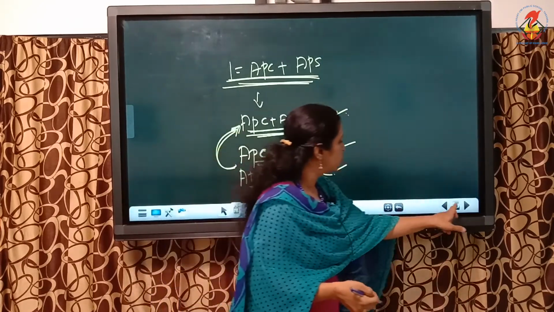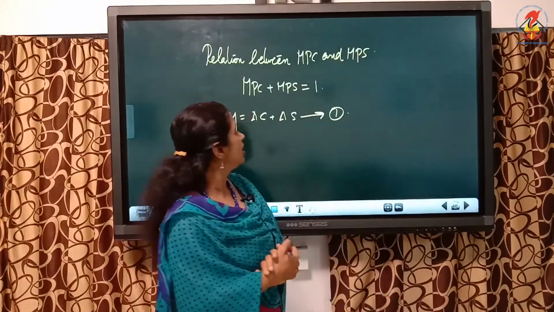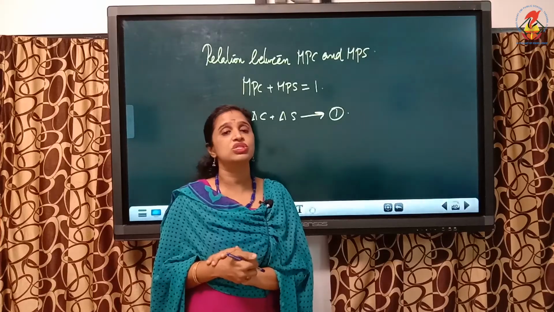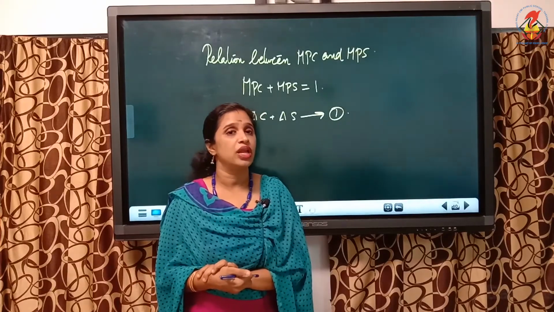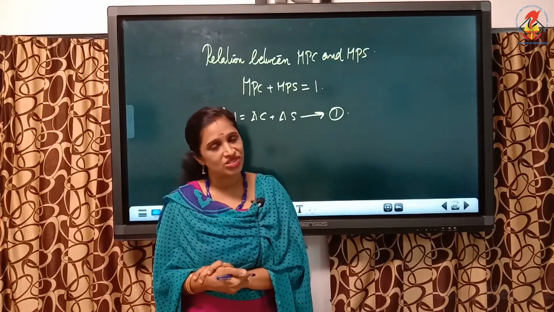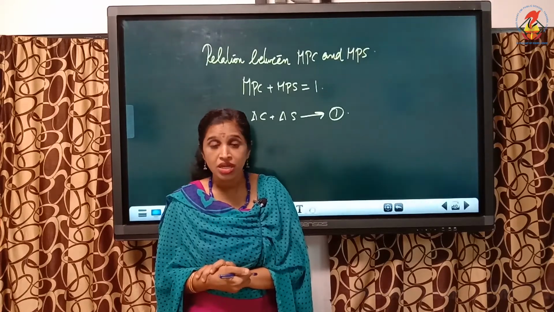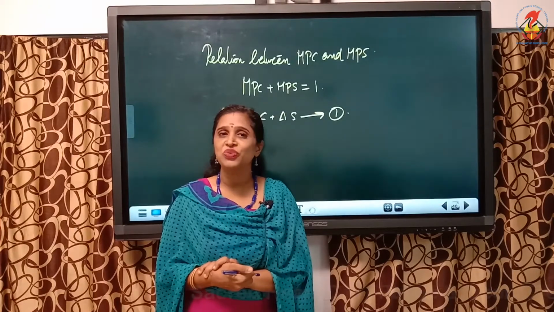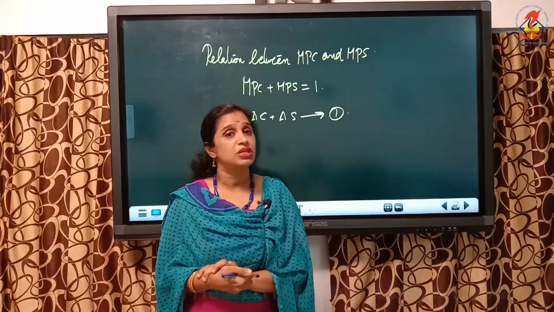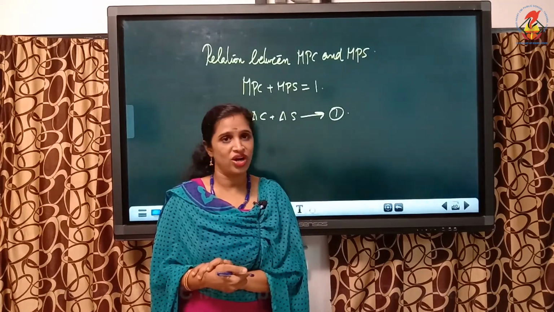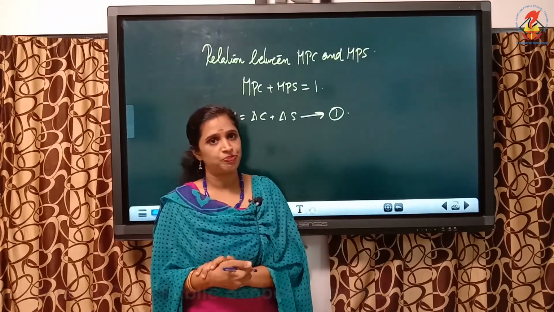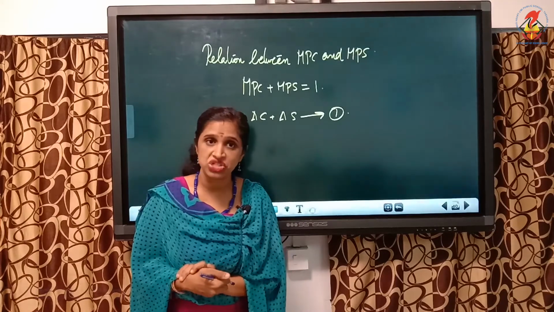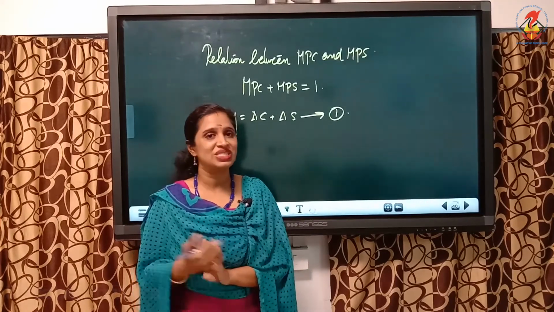Now we will move on to the relationship between MPC and MPS. Just as we have discussed the relationship between APC and APS, we have to discuss the relationship between MPS and MPC. Now, if APC plus APS is equal to 1, MPC plus MPS is also equal to 1. We have to prove that. Now, for proving that, Keynes has used the equation y is equal to C plus S.